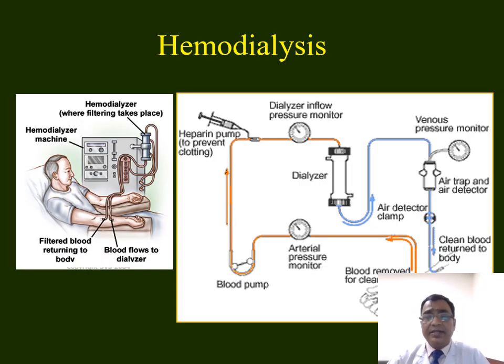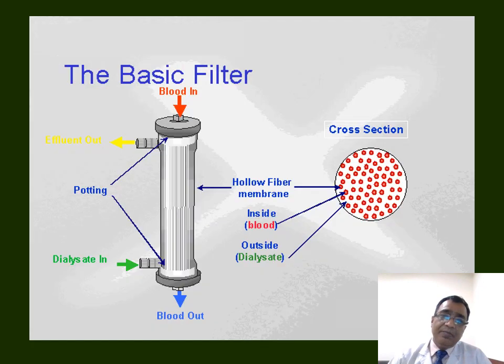This is a circuit diagram of a typical hemodialysis where one pressure is monitored as an arterial pressure. Before the pump, it is actually a negative pressure created by the pump. It is called the arterial pressure. The second pressure is just before the blood enters the dialyzer. This is called the dialyzer inflow pressure. And the third pressure is the venous pressure before the blood goes back into the circulation. These three pressures are important, and we will subsequently see the importance of these three pressures.